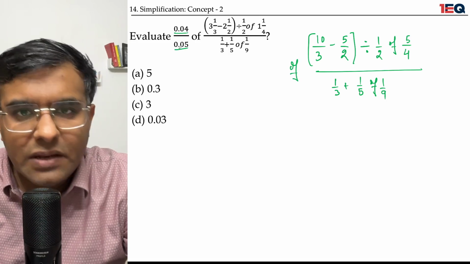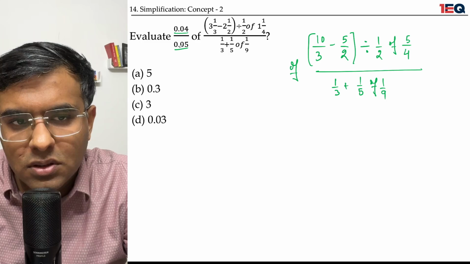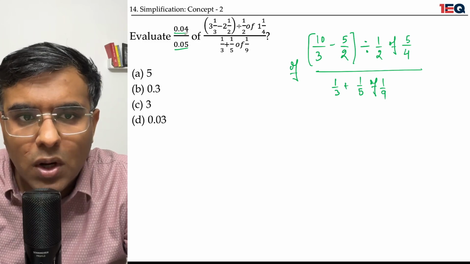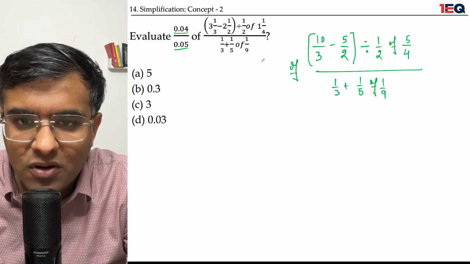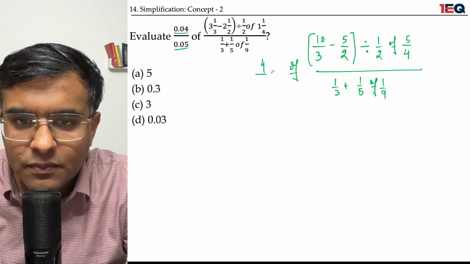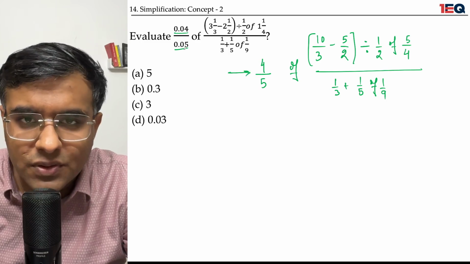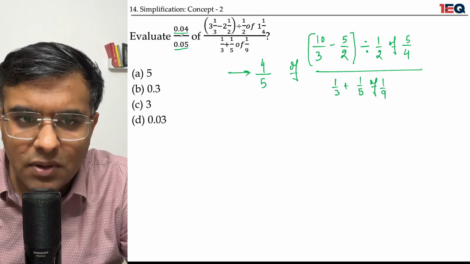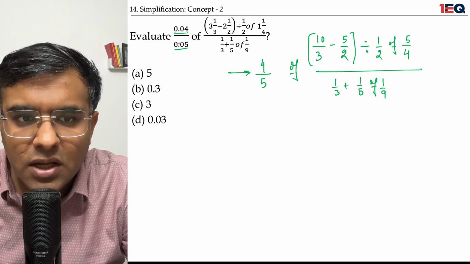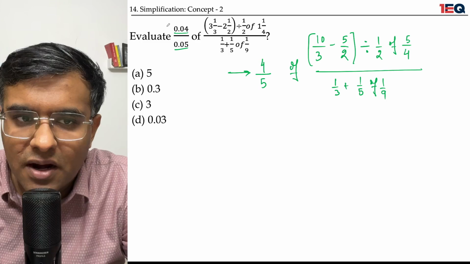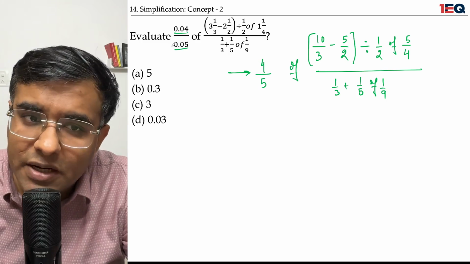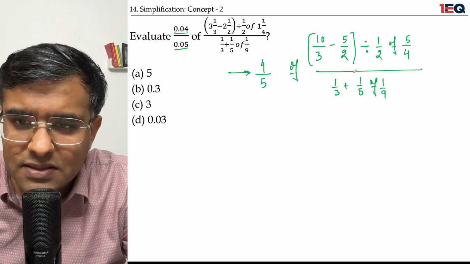When we remove the decimals from here, what we get is 4 upon 5 directly. I'm going to put 4 upon 5 directly, because the decimals are going to cancel each other out. If we remove the decimal, we're going to get 100 in the numerator and 100 in the denominator, which ultimately cancels itself.